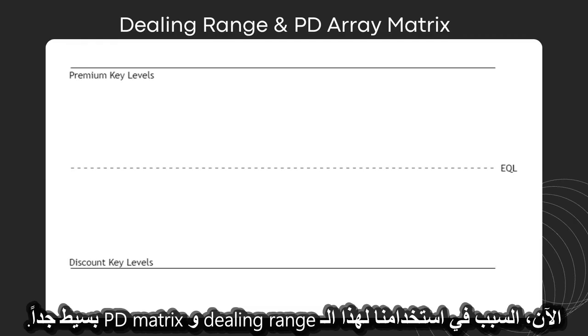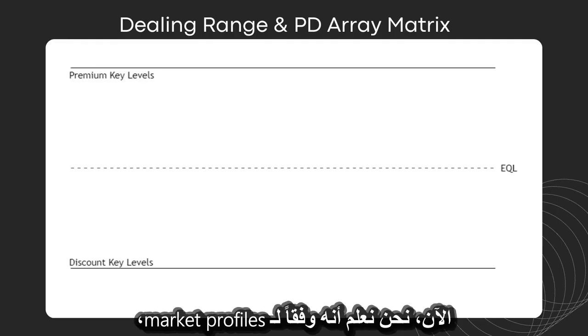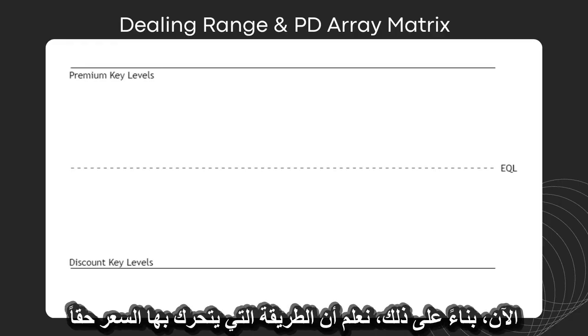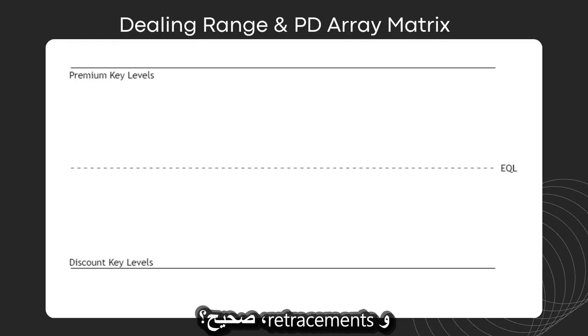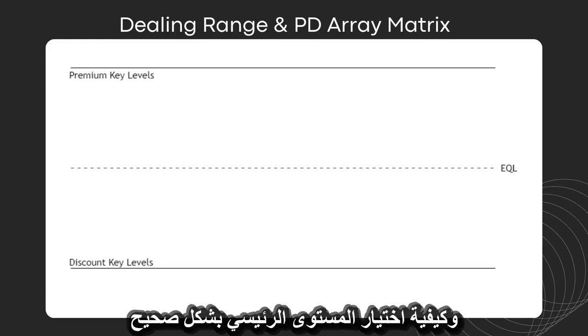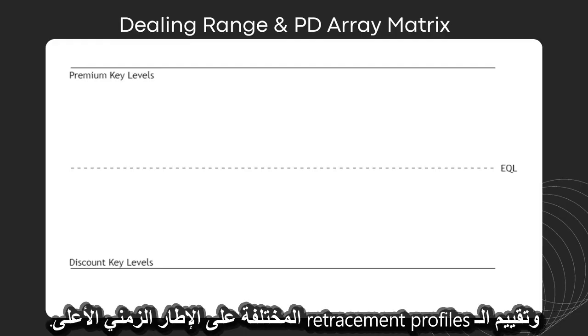Now, the reason why we use this dealing range and PDRA matrix is pretty simple. It can be explained through market profiles. We know that according to market profiles, price never moves in a straight line up or down, right? Based on that, we know that the way price actually moves is in ranges, expansions and retracements. With that in mind, we have to determine how to correctly select a key level that we can match with these different market profiles on the lower time frames, and how we can measure and gauge the different retracement profiles on the higher time frame.